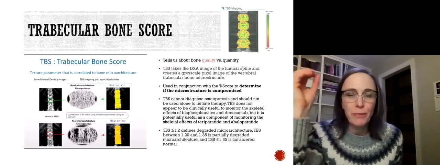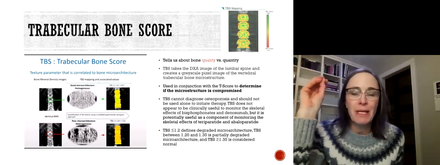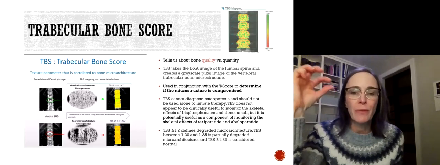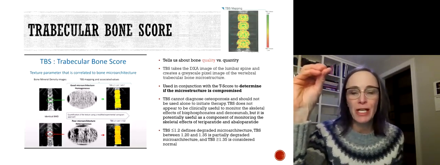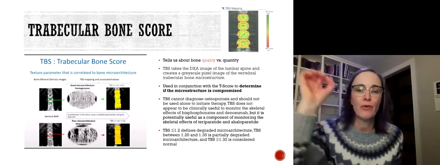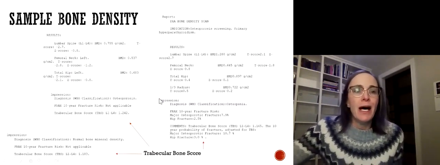So by itself, a trabecular bone score less than 1.2 basically defines a degraded microarchitecture, a score between 1.2 and 1.35 is partially degraded, and anything above 1.35 is considered normal. And I don't know why, but I can never remember those numbers.